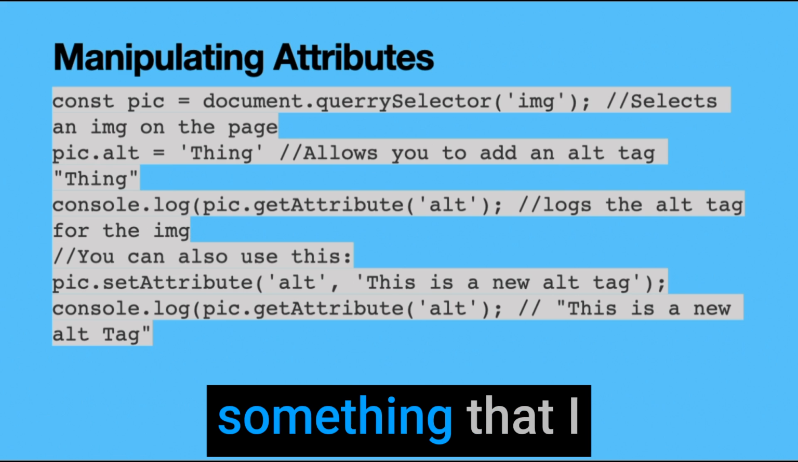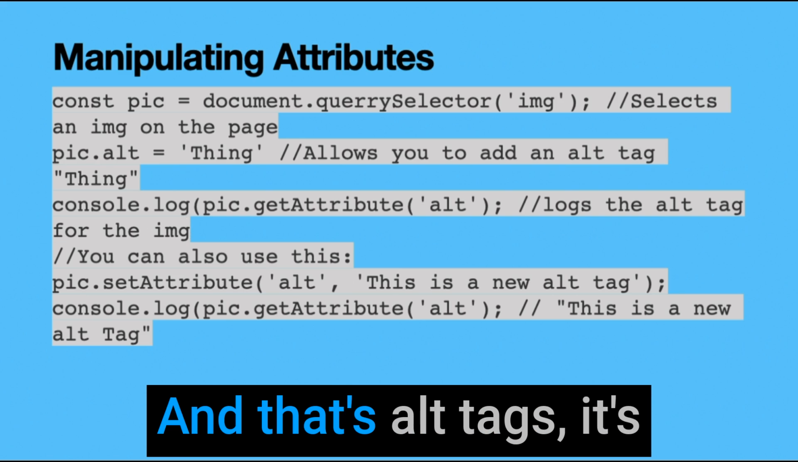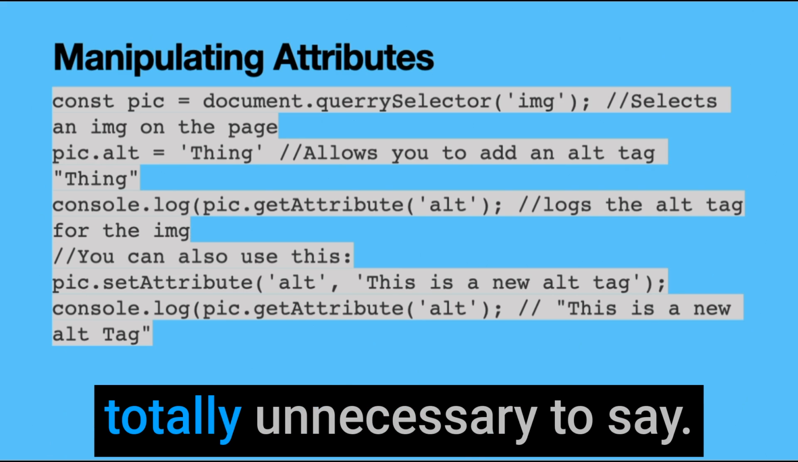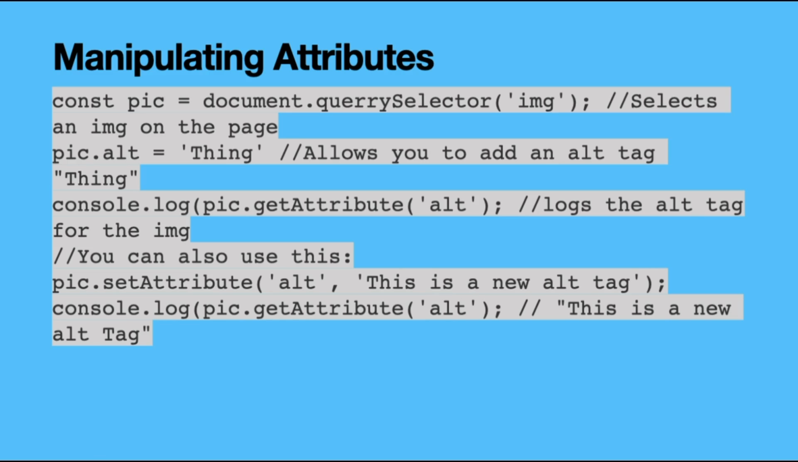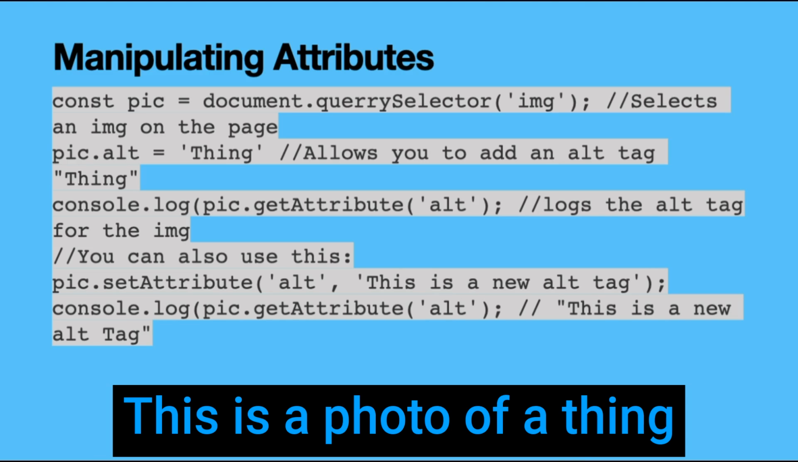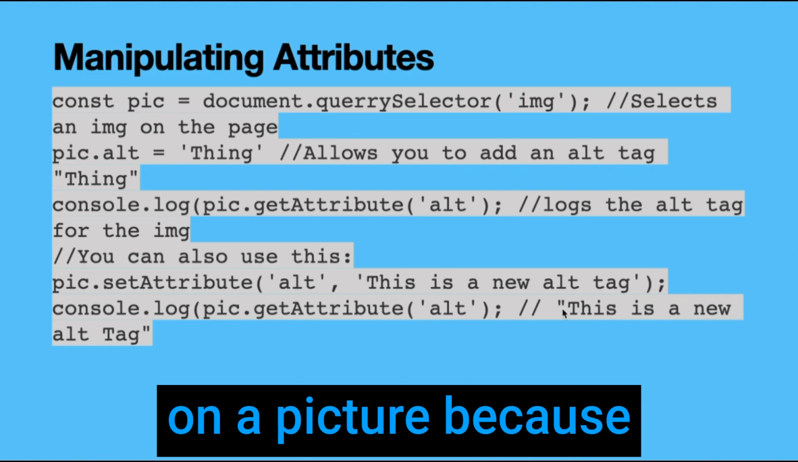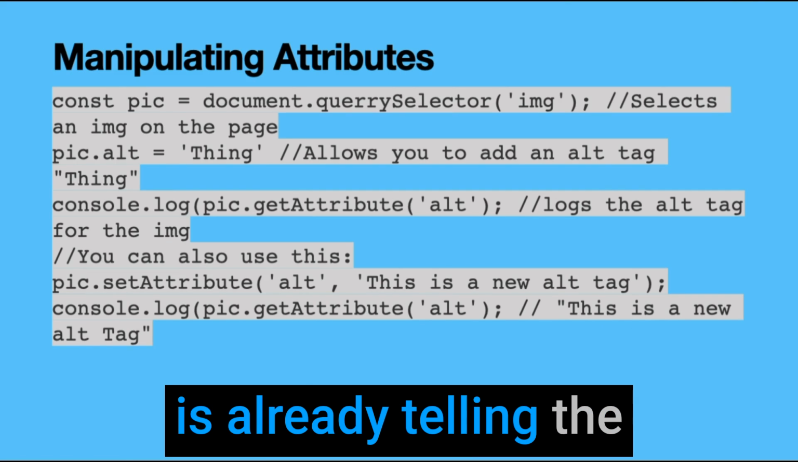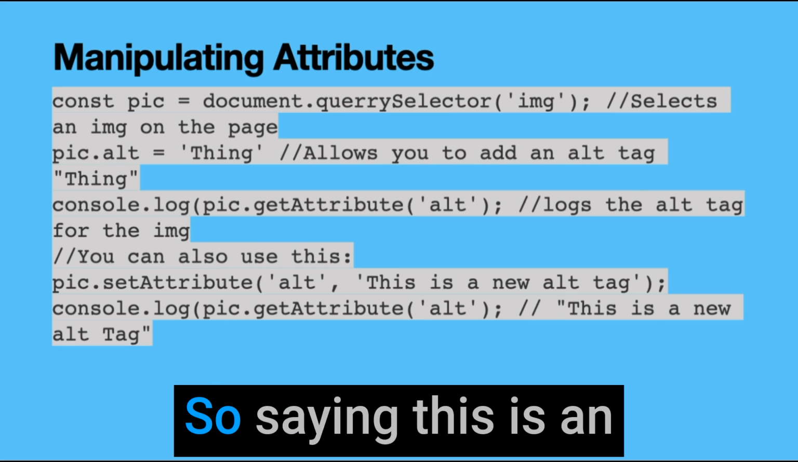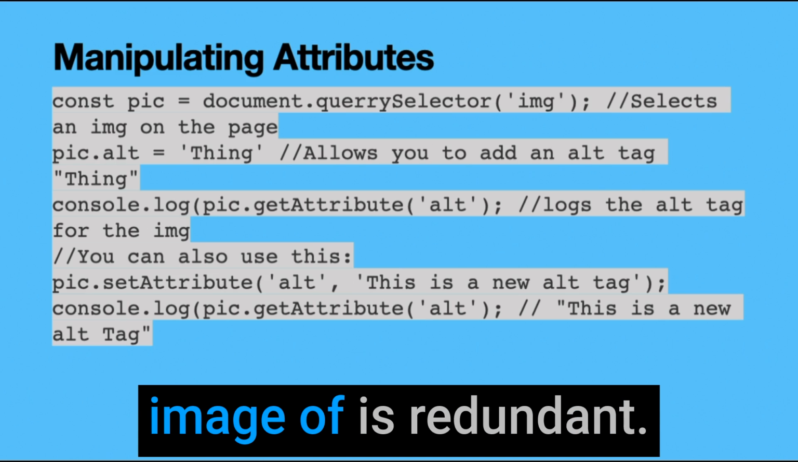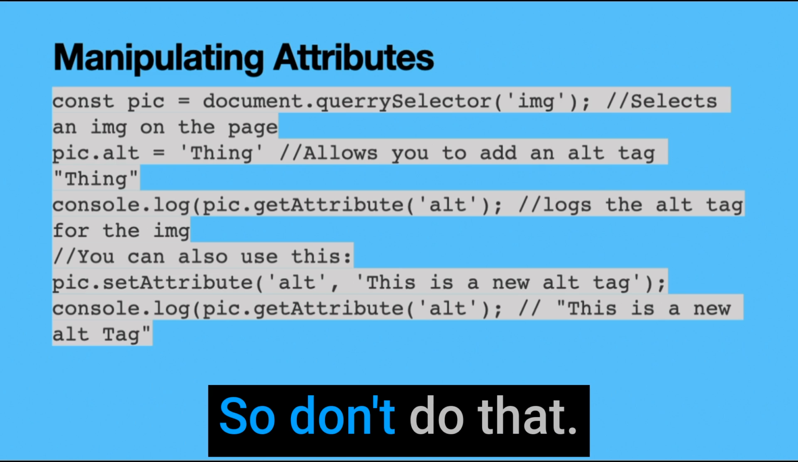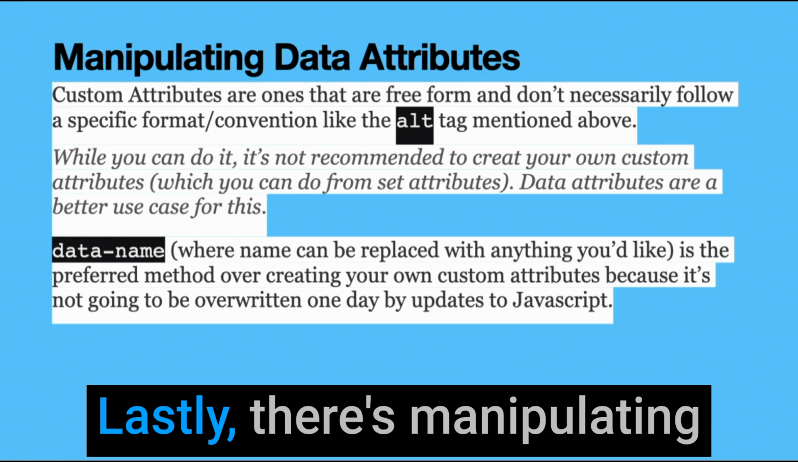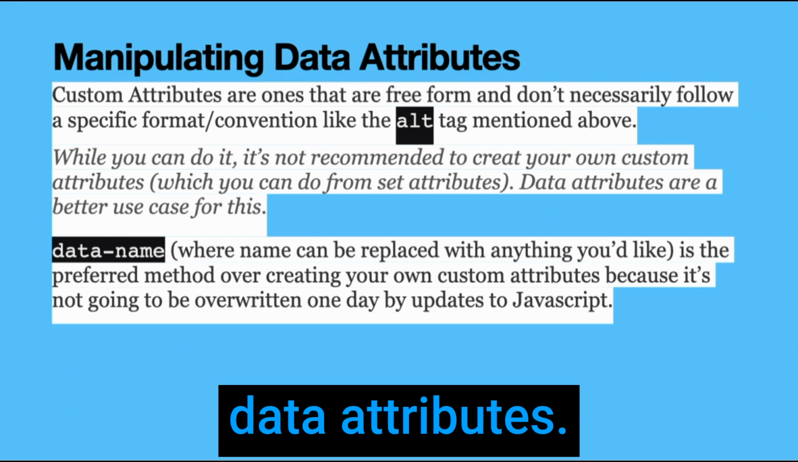Okay, I thought I'd share something that I wasn't aware of, and that's alt tags. It's totally unnecessary to say this is a photo of a thing in a picture, because semantically, an image is already telling the reader that it's an image. So saying this is an image of is redundant. So don't do that.